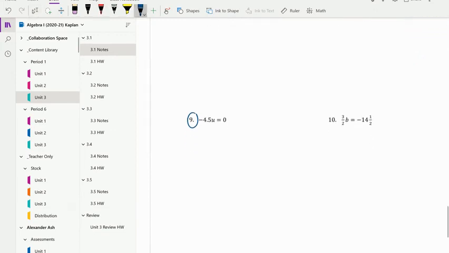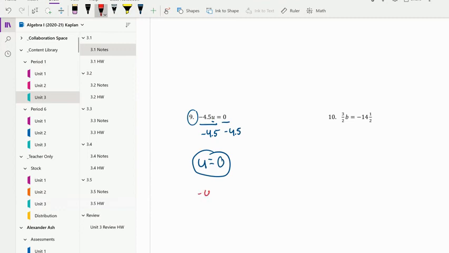All right, last one. And this one's not too challenging, but it is something from last unit that I want us to remember. Trying to isolate the u, hopefully you say, oh, well, this is negative 4.5 times u equals 0. Divide both sides by negative 4.5. And then you say, oh, well, 0 divided by anything is 0, Mr. Kaplan. And I say, way to go, guys. Yeah, it's absolutely 0. So u equals 0. Great. And if you check your work, you get that negative 4.5 times 0 equals 0. Well, that's absolutely true, because anything times 0 is 0.